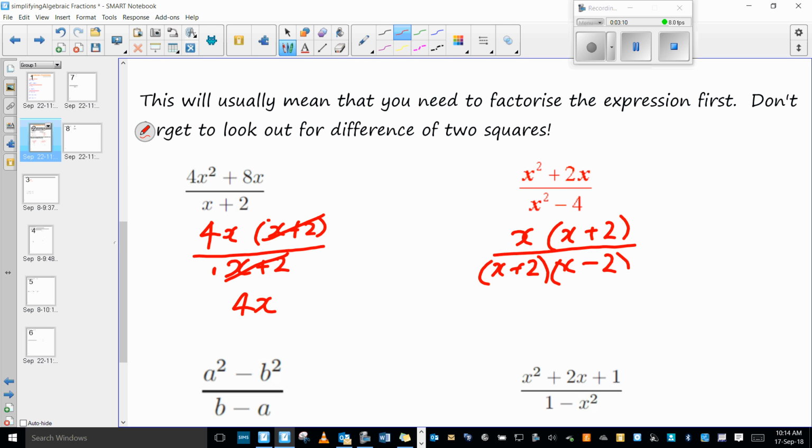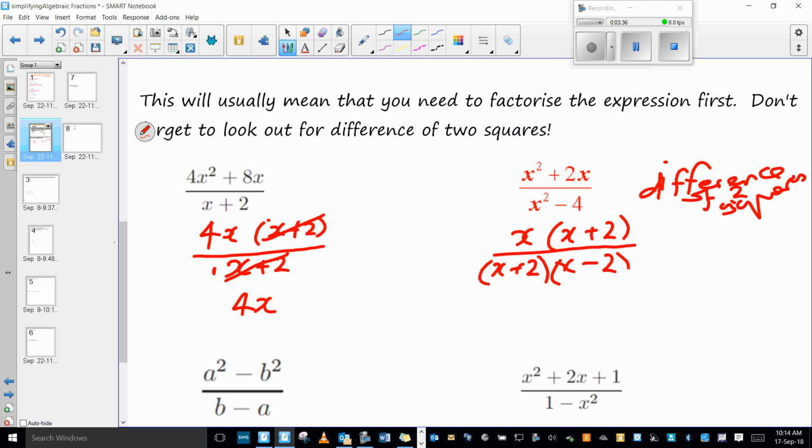Ashley at the back. Begins with a D. Double square. Actually, it's a difference of squares. Difference of 2 squares.